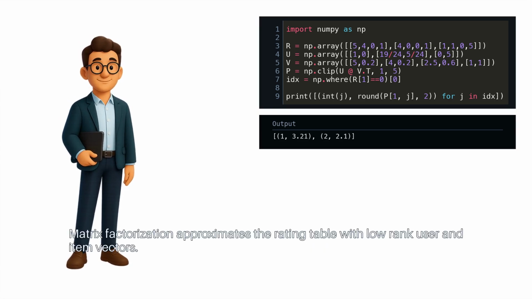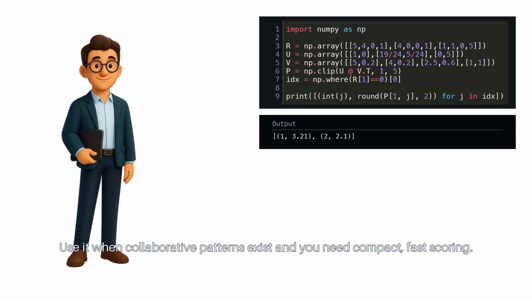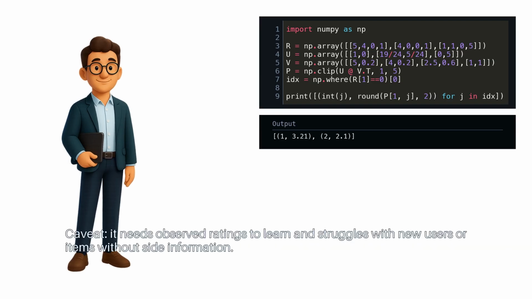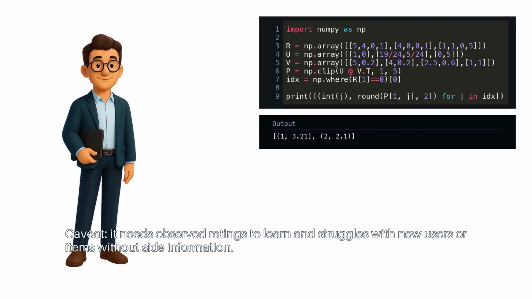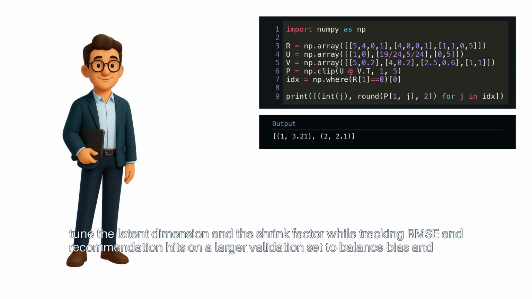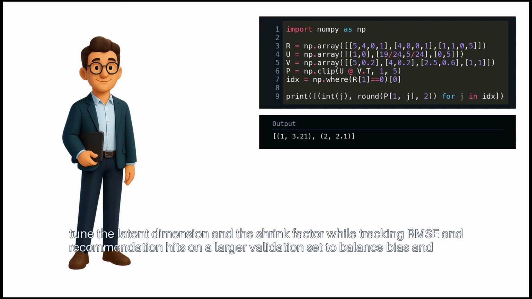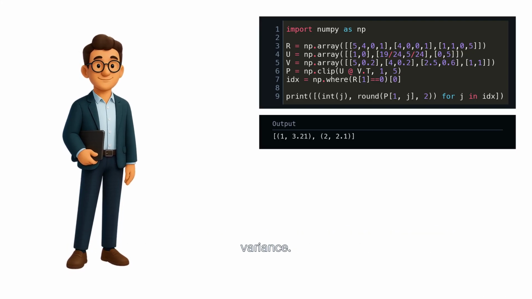Matrix factorization approximates the rating table with low-rank user and item vectors. Use it when collaborative patterns exist and you need compact, fast scoring. Caveat: it needs observed ratings to learn and struggles with new users or items without side information. Next step: tune the latent dimension and the shrink factor while tracking RMSE and recommendation hits on a larger validation set to balance bias and variance.